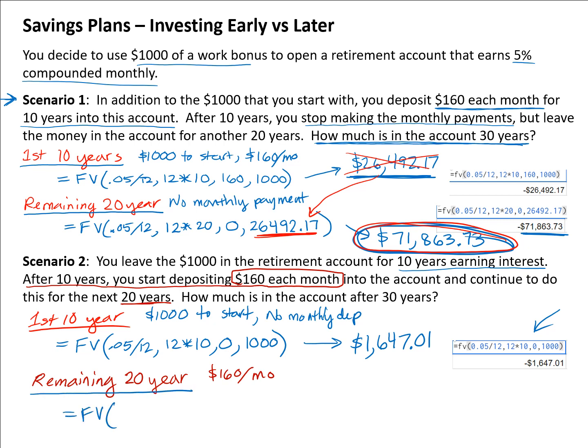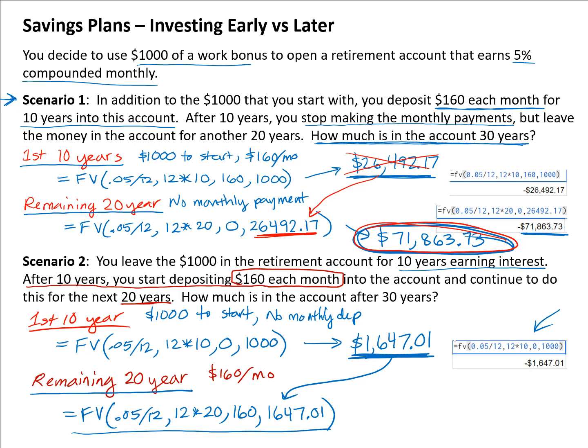So our future value, 0.05 divided by 12 is our rate. We're now going out 20 years, so 12 times 20, because we're earning interest compounded monthly. And we now have a deposit of $160. Now you might be tempted to start at 1,000 because that kind of repeats what we did before, but remember we now have more than $1,000 in the account. So we're starting with $1,647.01.